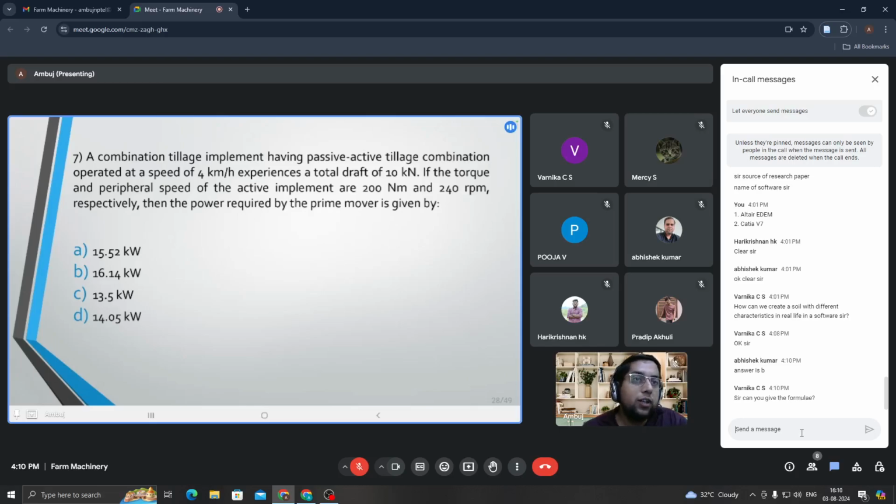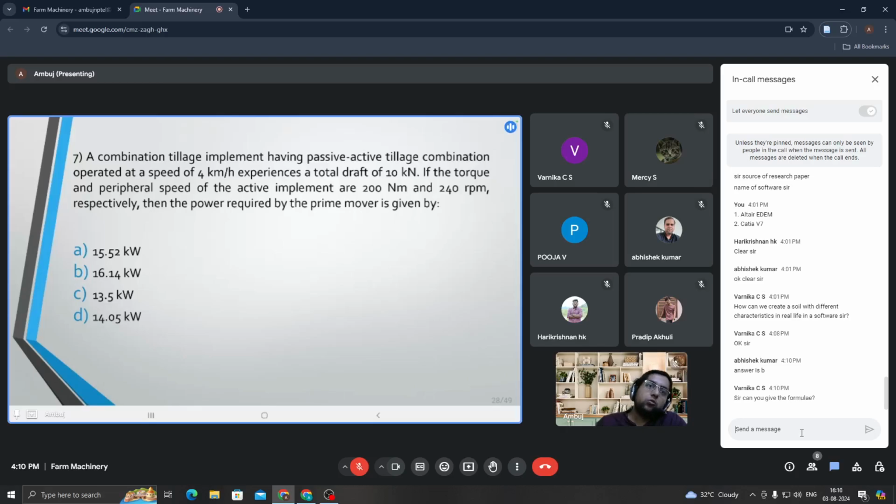Sir, can you give the formula? Two formulas are there. For power consumption, if torque and RPM are given, then the formula is P equal to 2 pi T n divided by 60. And another formula is F into V. This you must have read in your 11th standard, I think. In 11th and 12th standard, this is dealt with. Two formulas are there.